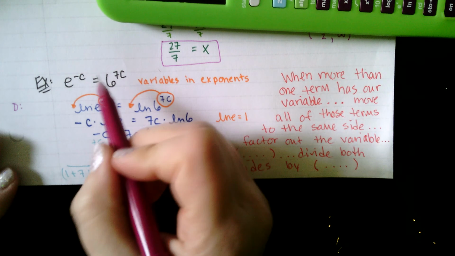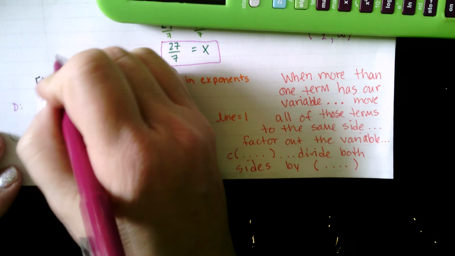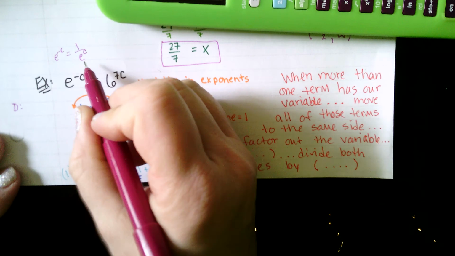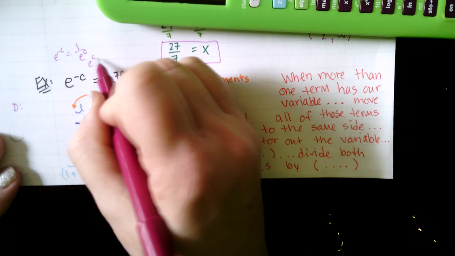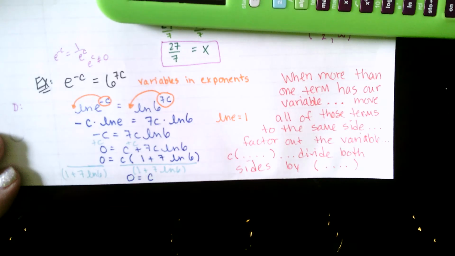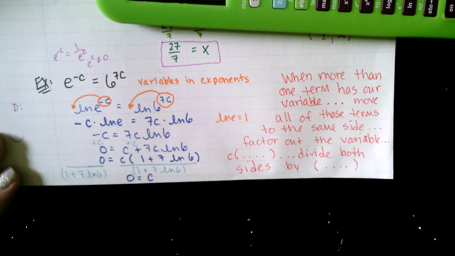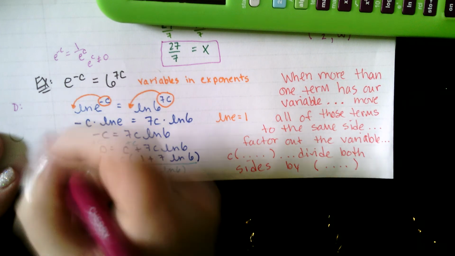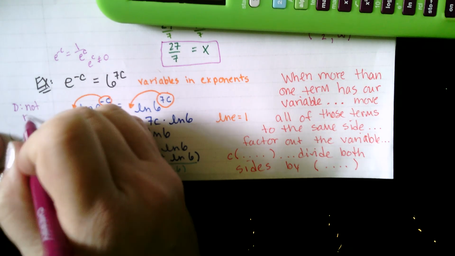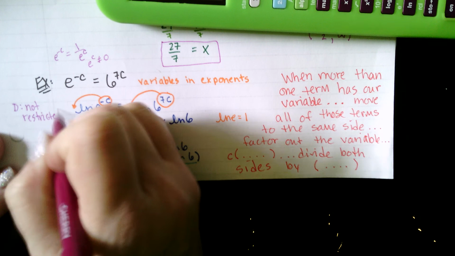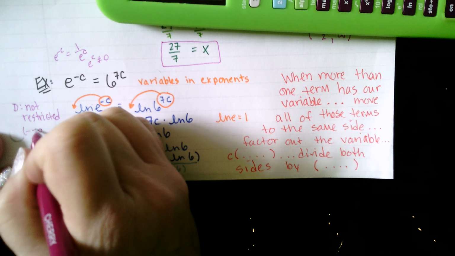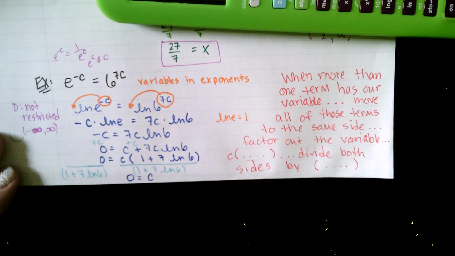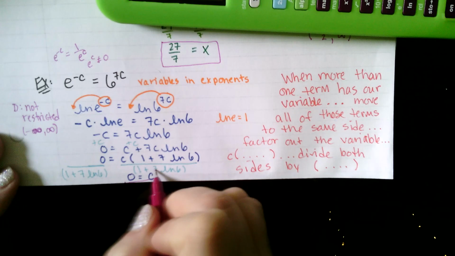And although e to the negative c equals 1 over e to the c, e to the c never equals 0 because it's that exponent function that we just looked at a couple problems ago. So that's not going to give us any restrictions. So our domain is not restricted. So it'll be negative, and why two negatives? Negative infinity to infinity. So c equals 0 is fine.